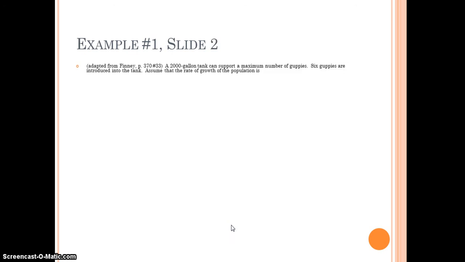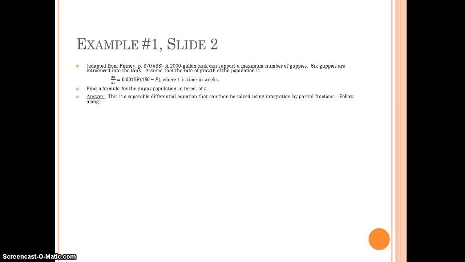A 2,000-gallon tank can support a maximum number of guppies. Same sort of thing as before. Find a formula for the guppy population in terms of t. You'll notice that my writing is pretty small because I'll go through every step of the integration by partial fractions that we need to do to solve for the population.